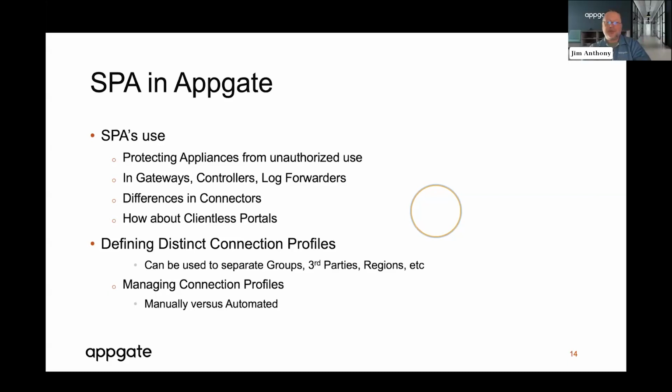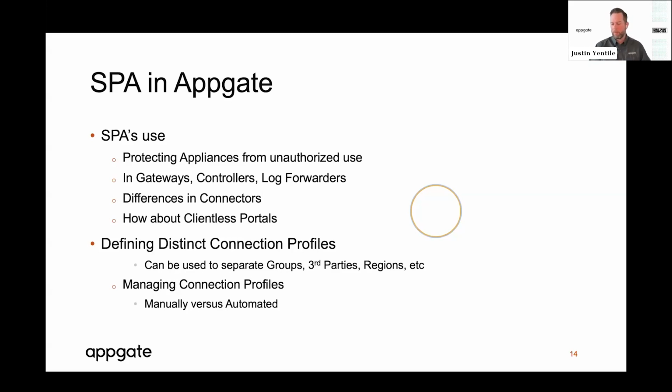So Justin, talk to me real quick about these different connection profiles or SPA keys. How are they managed? Do the end users need to install them in their AppGate clients, or can we, as administrators of the environment, push them to the users? How does that work?